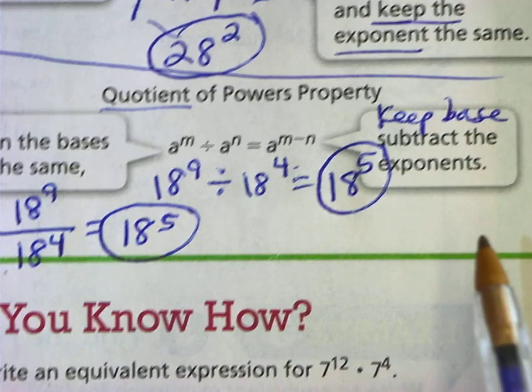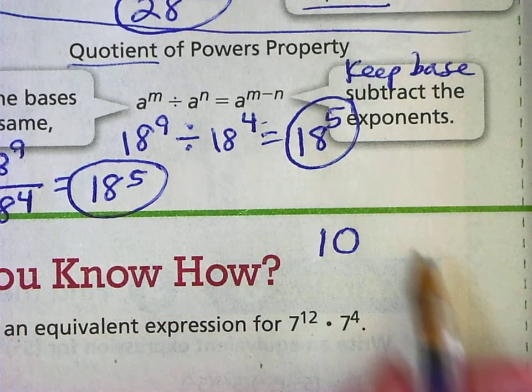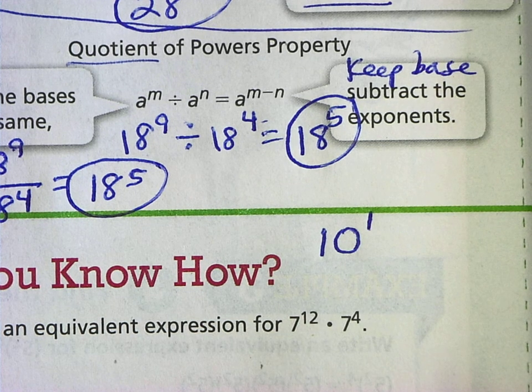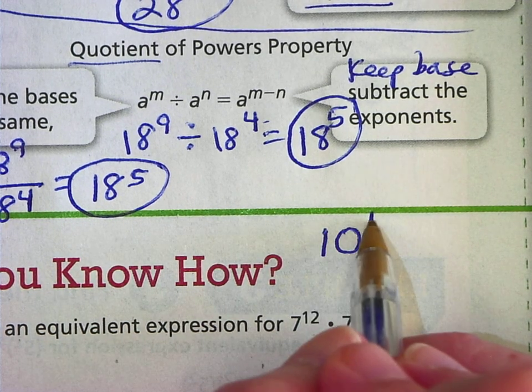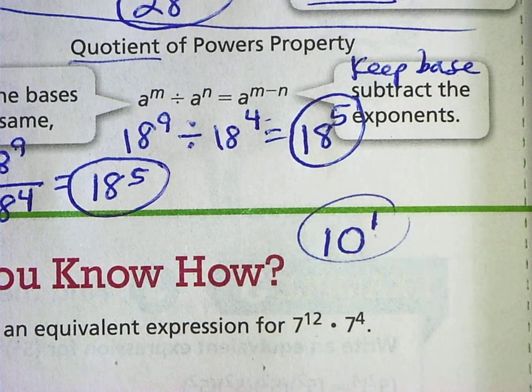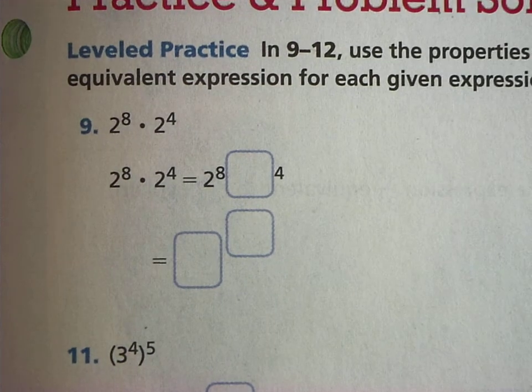Okay, and one more important thing, just know that anytime you see a number without a power, it's always to an invisible 1. It's always to the power of 1. Any number that does not have a power showing, an exponent showing, is always an invisible 1. Okay, so let's move on over to page 43 and we will do a few in practice.